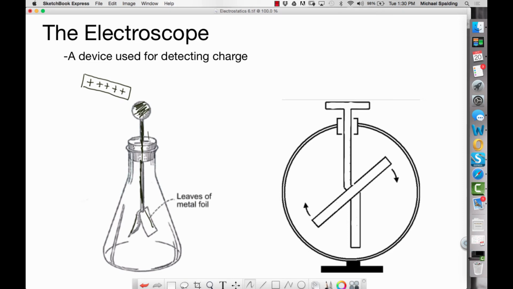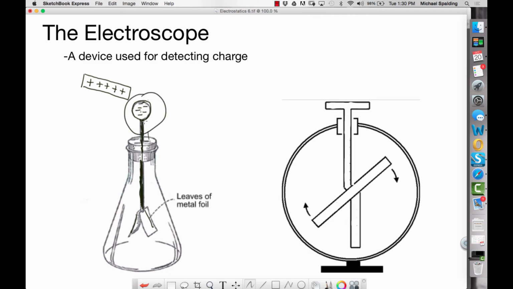Now what is that going to do to this metal ball? What's it going to do to the electrons in the electroscope? It's going to attract them. So electrons all throughout this metal are going to be attracted up to here, right? So that's going to make the top negative.